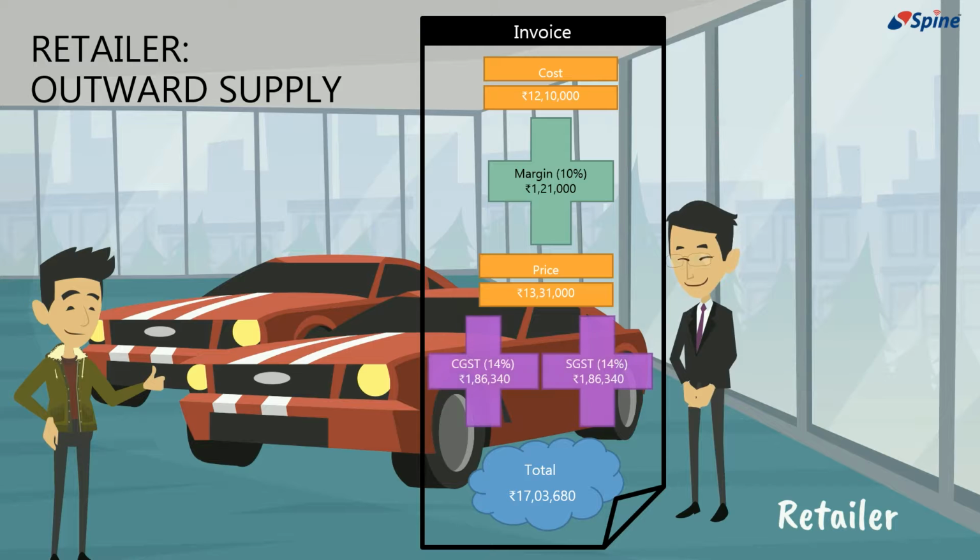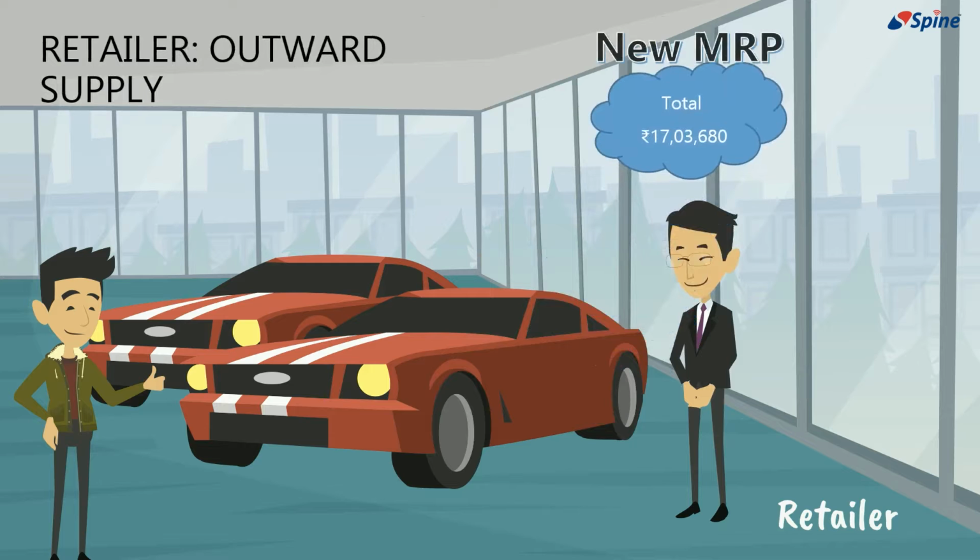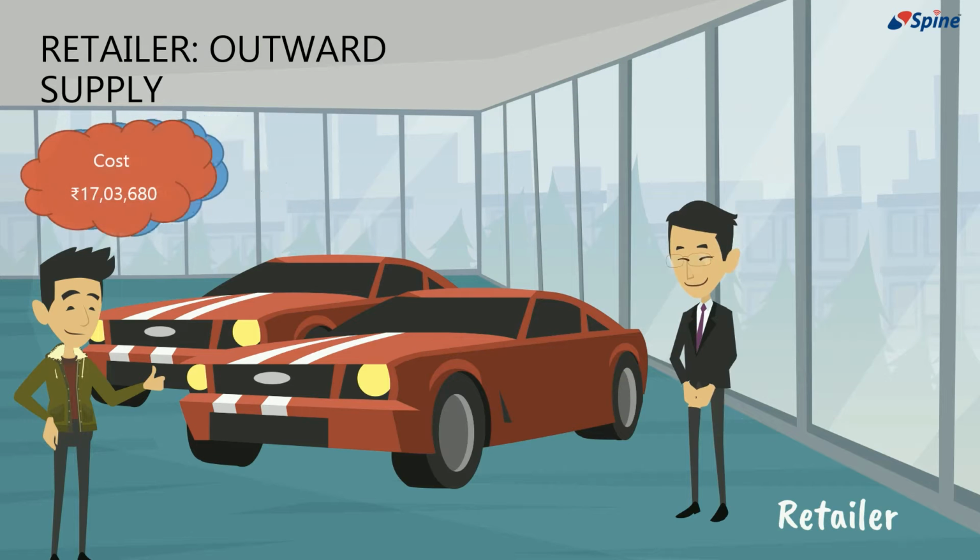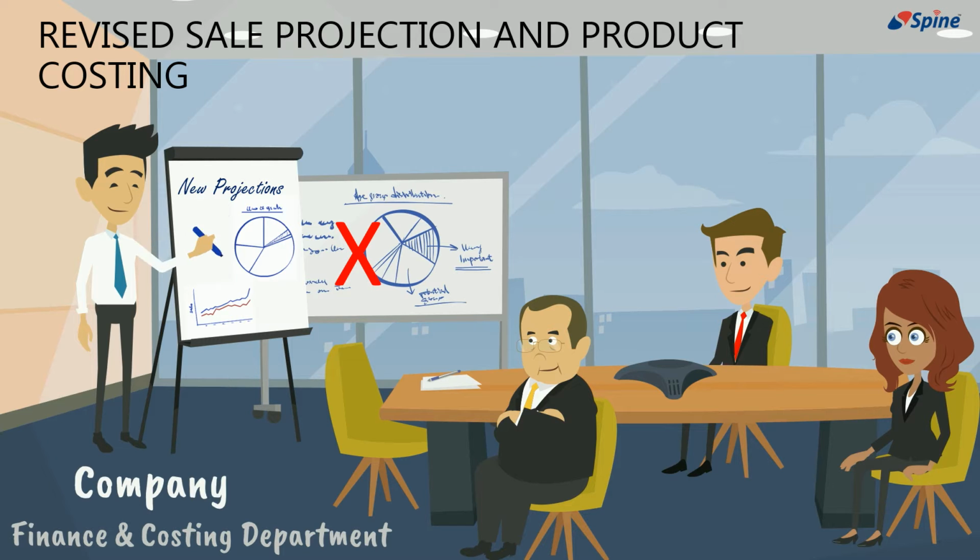Finally, this is the new MRP of the Ford Mustang in the GST regime. So, what costed 15,72,244 in the existing regime will cost 17,03,680 in the GST regime. Obviously, since the prices have changed, the sales projections would be re-evaluated.